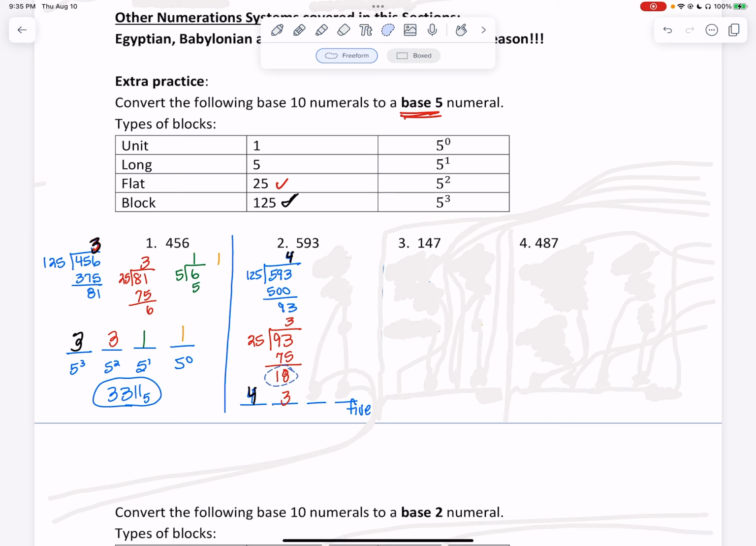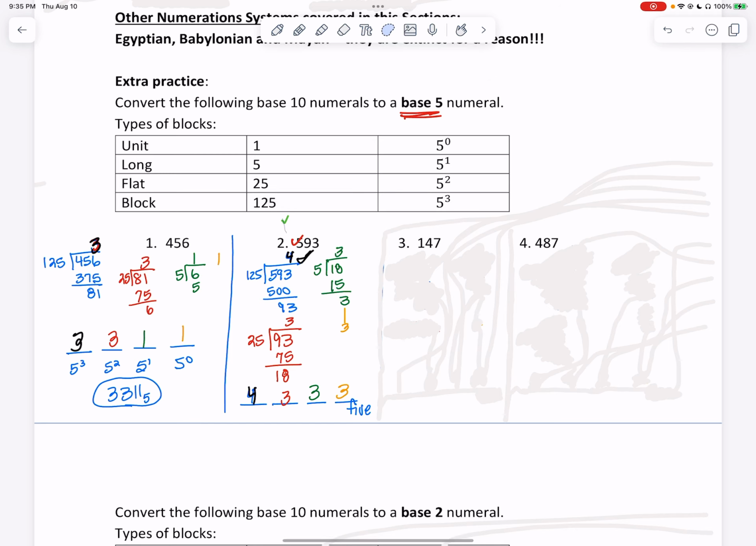And I'm going to then divide that by 5, because that's our next number right there. So I divide it by 5, and I have 3 left over. And again, you can just go straight down and put, okay, that's 3. That's my unit. Or you can do that little division: 3 divided by 1 is 3. All right.